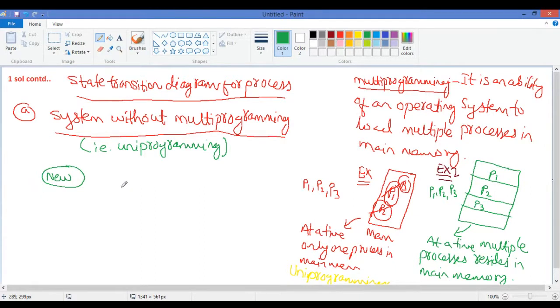Then, when the process is in the new state, it is copying all the instructions and data from hard disk to main memory. When this is all completed, it is waiting for the CPU to execute. It means the process is ready to run, but the CPU has not been given to it. This state is called the ready state. So next you have another state called ready. This is ready.